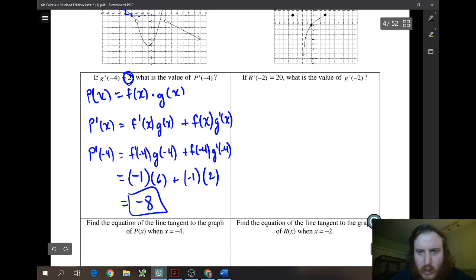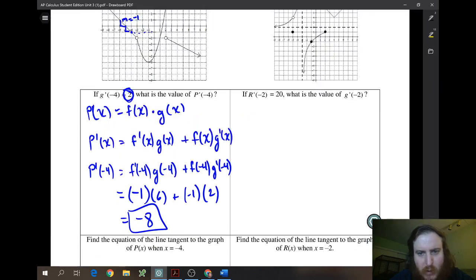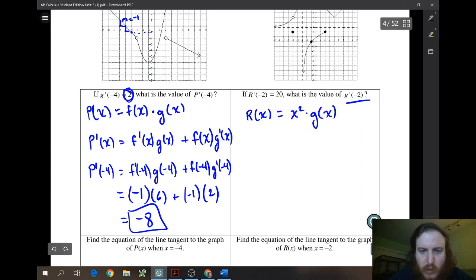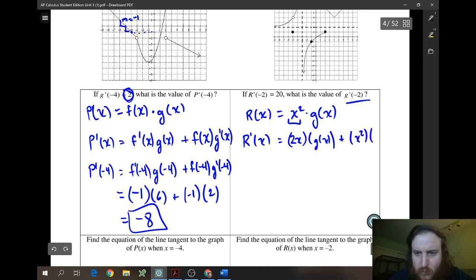Okay. And then in this next one, they're saying if r prime of negative 2 is already equal to 20, then what is the value for g prime of negative 2? So we're going to start off the same way. We're going to start off with r of x, and it was x squared times g of x. And so now r prime of x will be the derivative of the first, 2x, leave the second alone, g of x, then plus, leave x squared alone, times g prime of x.